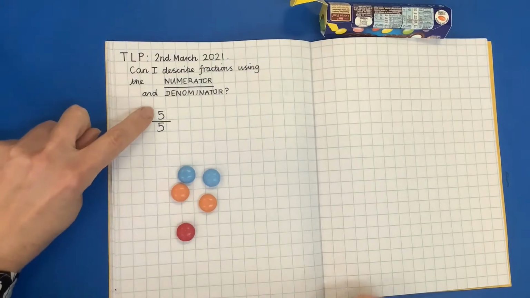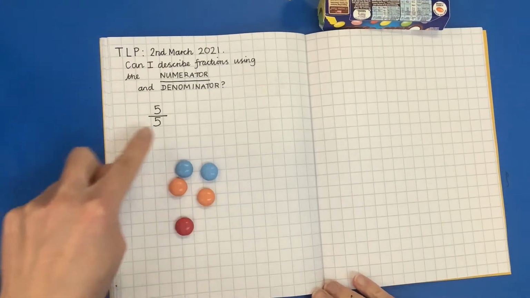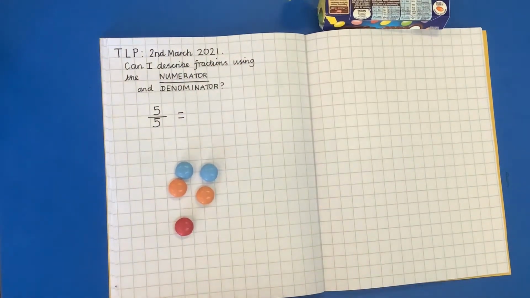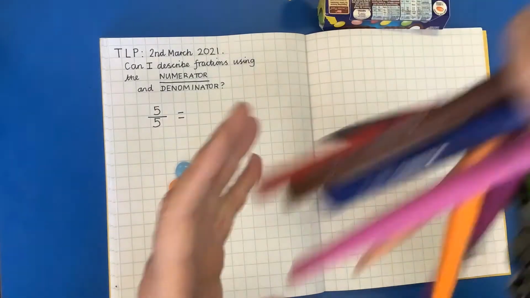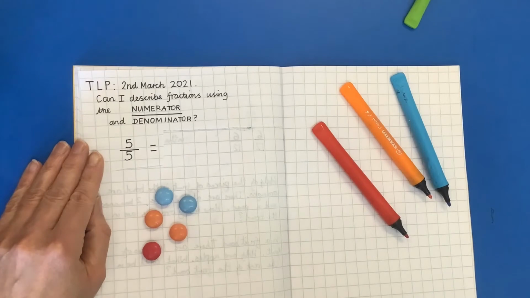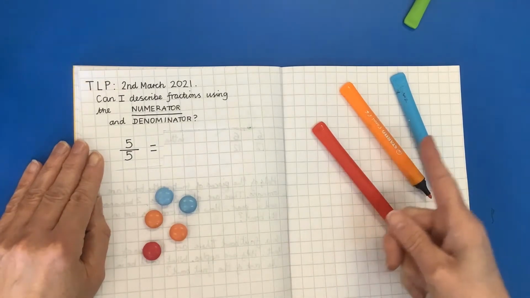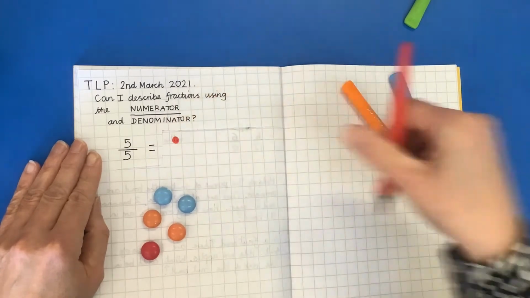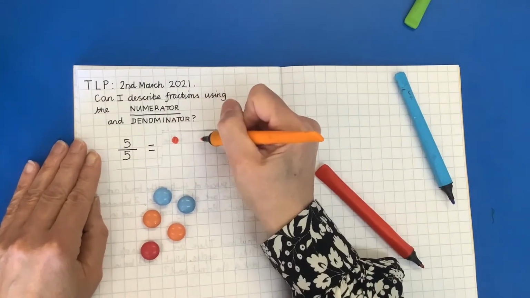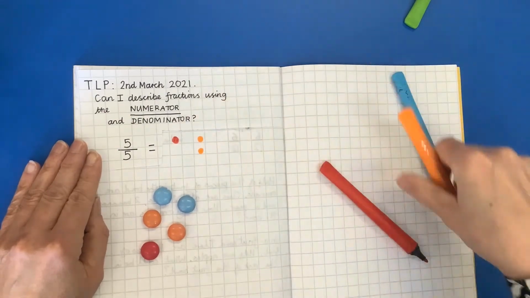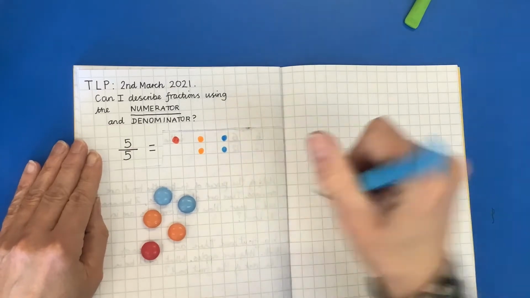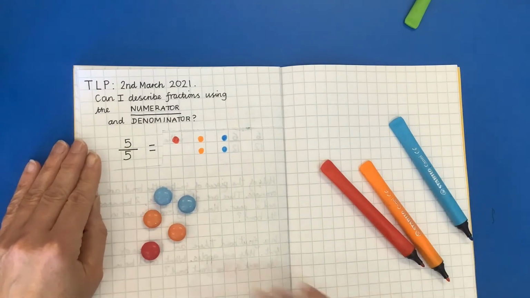So because the top number is 5, I'm talking about all the Smarties. And then what I'm going to do is I'm going to write the equals sign, and then I'm going to draw the Smarties I've got using simple blob pictures and my pens. So I've got red, orange and blue. I've got 1 red Smartie in my set, 2 orange and 2 light blue. Don't think they're going to be there for long though, Year 3. Okay, so that's my set.